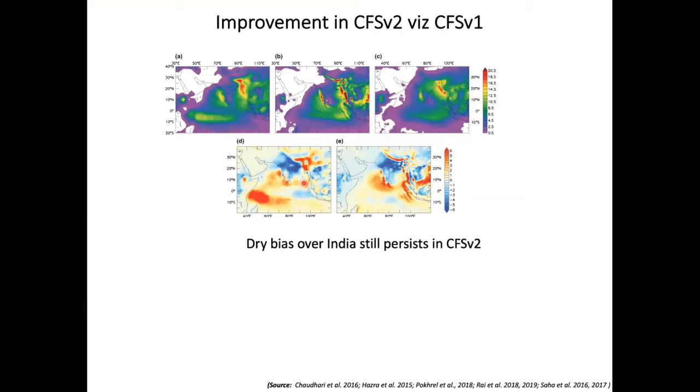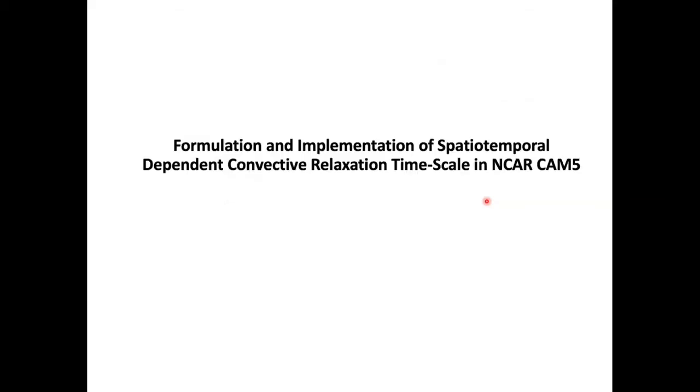Next, improvement in CFS V2 versus V1. I'm just showing that the dry bias still persists. Doesn't mean that there have been no improvements. There have been improvements in various other things, which I'm not going into detail about here because of time constraints. I'll just show some of the things that we have been doing at the DXC Center of Excellence in Climate Modeling with our students and other research staff.